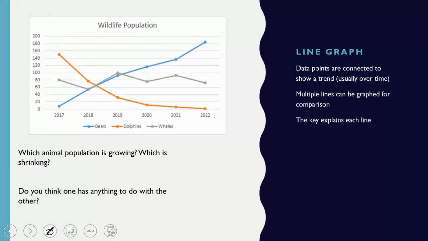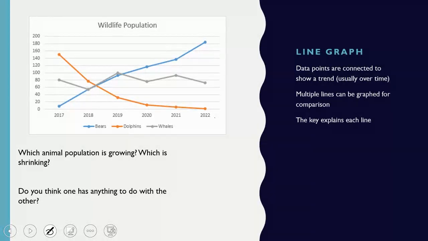predictions, I guess. I don't want to say guesses. I want to say predictions about how many bears, how many dolphins, how many whales there will be in 2022. Now, that is, of course, assuming that nothing changes. Maybe we make a big effort to clean up the oceans and the whales stop dying off. Who knows? I hope that happens. But again, pay attention to the key on the graph, because that tells you a lot about what's going on in the situation that the graph is talking about.